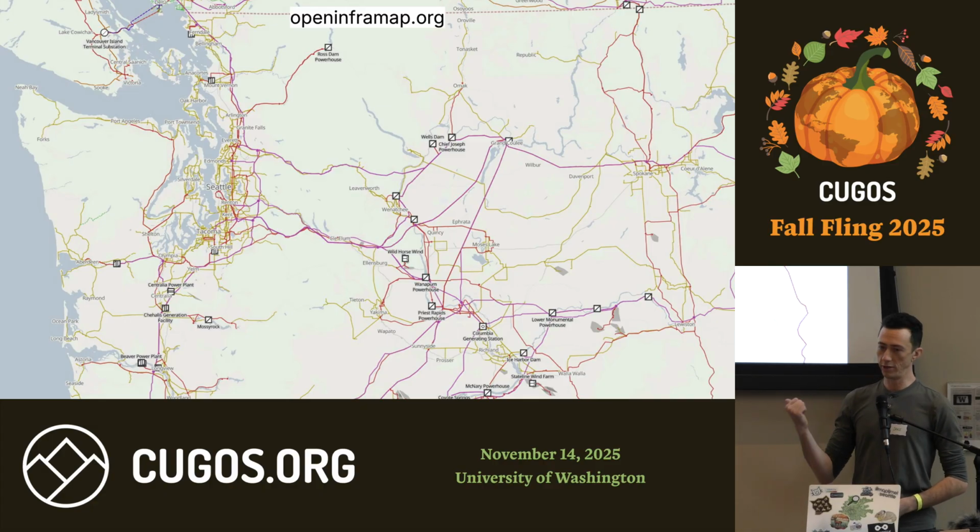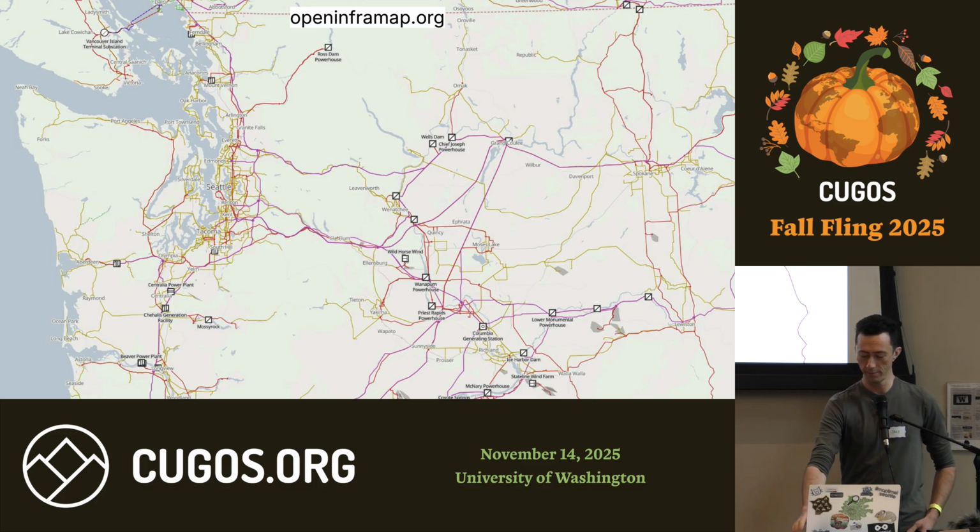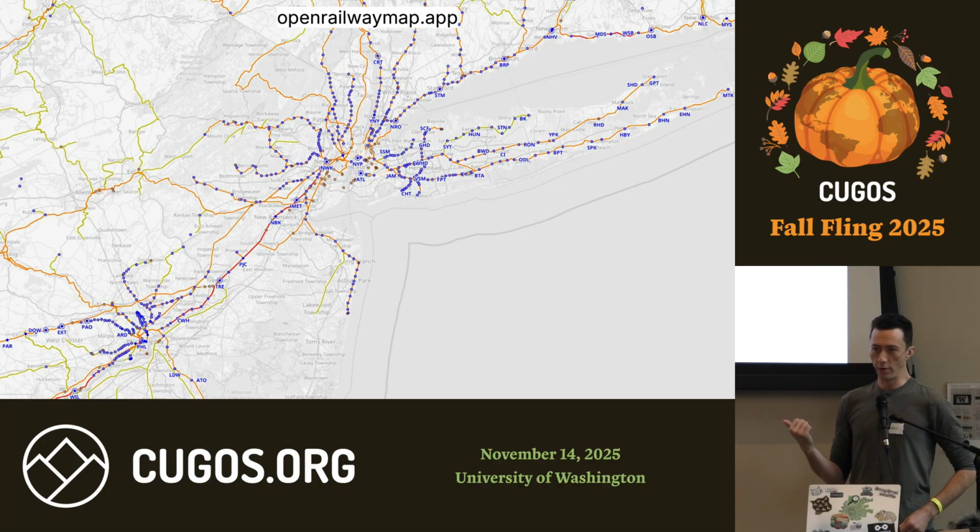This is an image of OpenInfraMap's power infrastructure map of Washington. These are power lines, and they're color-coded by their voltage, and then the icons are indicating different types of power stations. And this is OpenStreetMap data. It's just being rendered through a lens that highlights a specific type of information. Another example of that is Open Railway Map. Similar idea. This is OpenStreetMap data, but being rendered in a way that highlights the rail corridors and the railway stations in the Northeast.